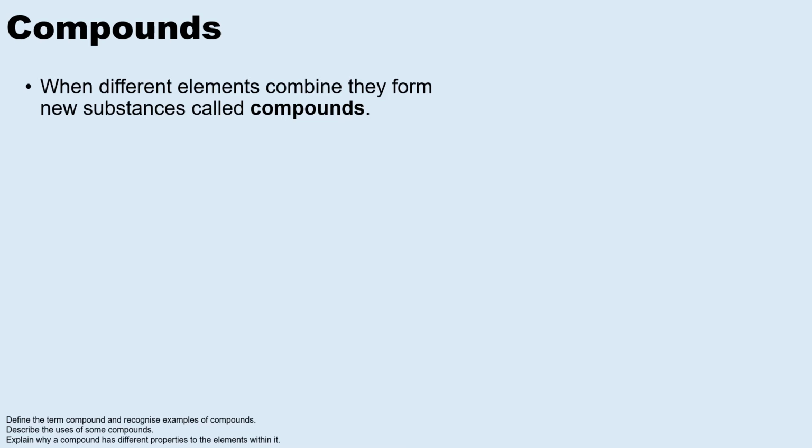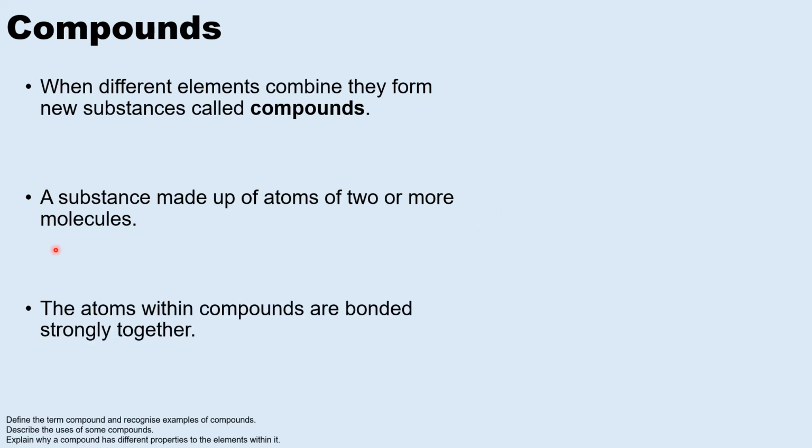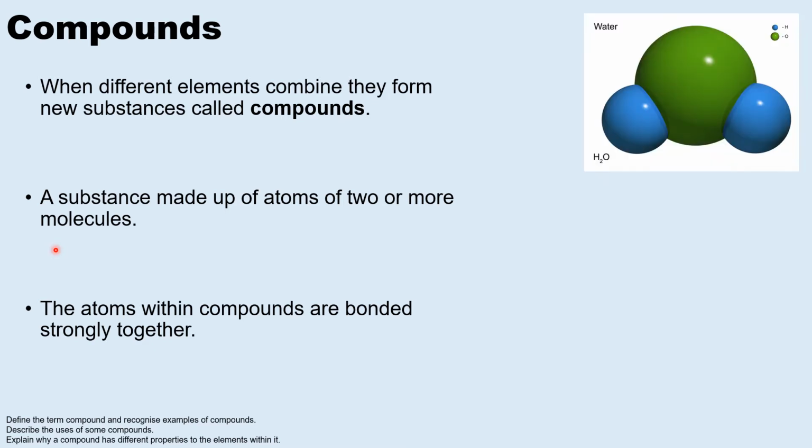Okay, so compounds. When different elements combine, they form new substances called compounds. A substance made up of atoms of two or more molecules. So that is your definition. If you don't have it written down already, make sure you write it down. The atoms within compounds are bonded strongly together.